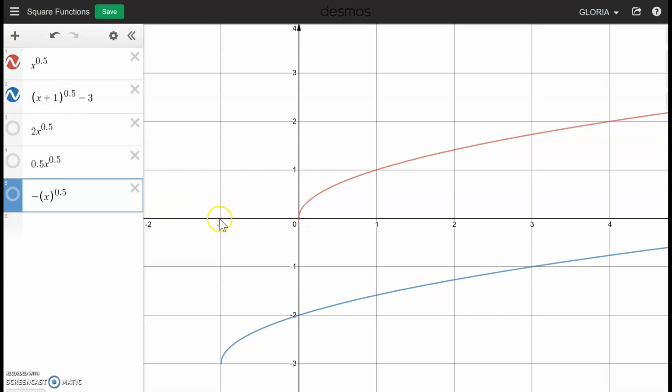So 1 unit here, and then translated 3 units down, 1, 2, 3. So here 1 unit, and then 1, 2, 3. My other point right here, this is 4, 2. So 1, and then 1, 2, 3. Okay, so we have this, the square root of x plus 1 raised to 0.5, which means I'm taking the square root. Okay, all right, let me get to the second part.